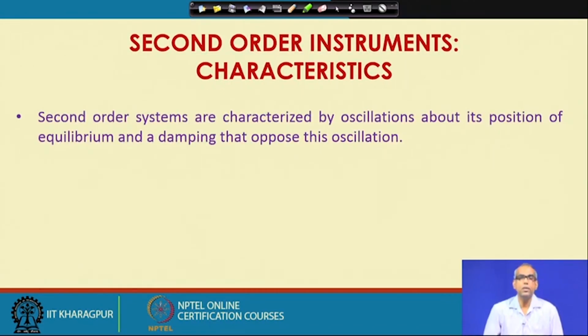As we have seen, the first order systems are characterized by capacitance and resistance. Similarly, second order instruments are characterized by oscillations about its position of equilibrium and a damping that opposes these oscillations. So, in all second order systems, there will be oscillations about its position of equilibrium and a damping that opposes this oscillation. So, depending on the damping factor, the amount of oscillations will vary in second order systems. We will talk more about this later in this class.